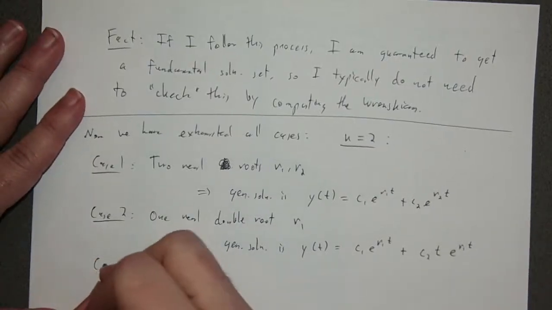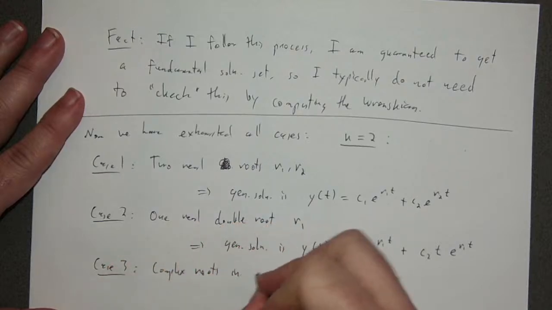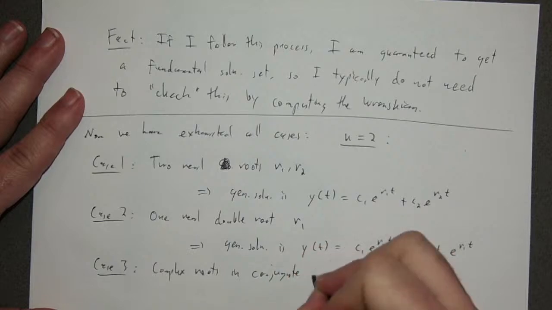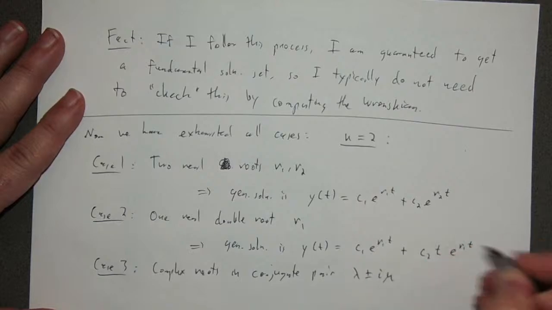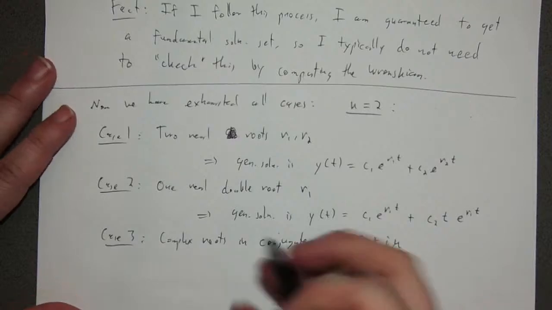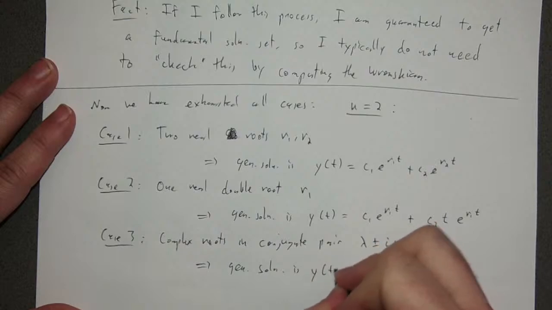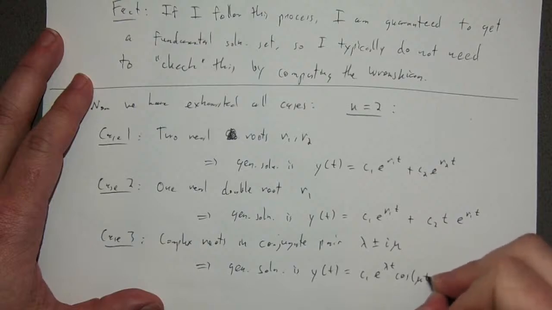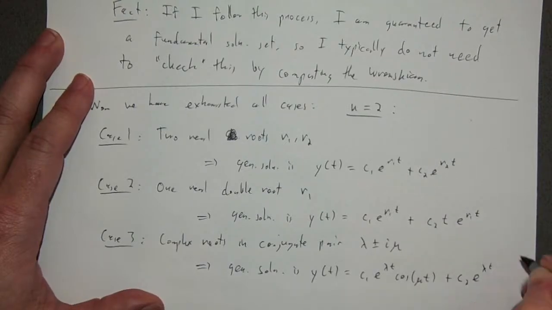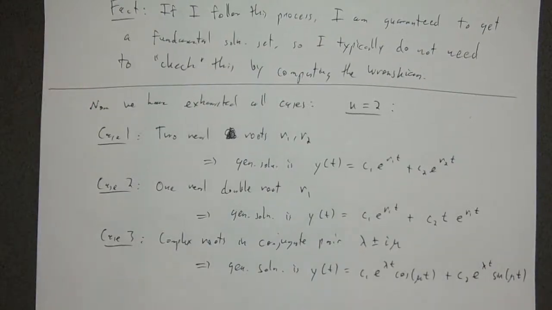Okay, and case 3, complex roots in conjugate pair, lambda plus minus i mu. So this is telling us that the general solution is y of t is C1 e to the lambda t cosine of mu t plus C2 e to the lambda t sine of mu t. Okay. So these are my 3 cases.